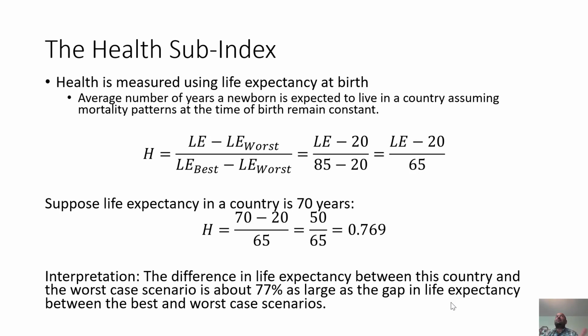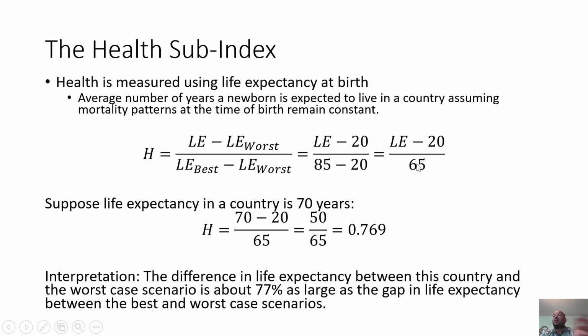So if you can imagine 1 million people born today, what's the average number of years of life that we'd expect for them to live? And so the health subindex is going to be computed again as this difference ratio. We take life expectancy in the country we're looking at, and then we subtract from that the life expectancy in the worst case scenario, which is the goalpost established by the UN at 20 years. And then we divide that difference by the gap between the best and the worst case scenarios, so the difference between 85 and 20 years, which is going to be 65.